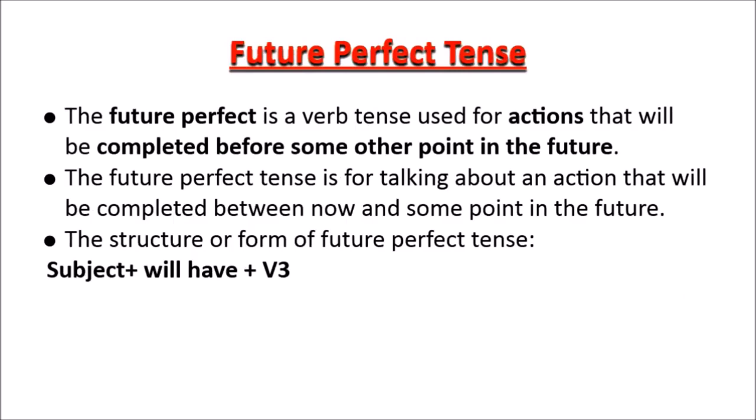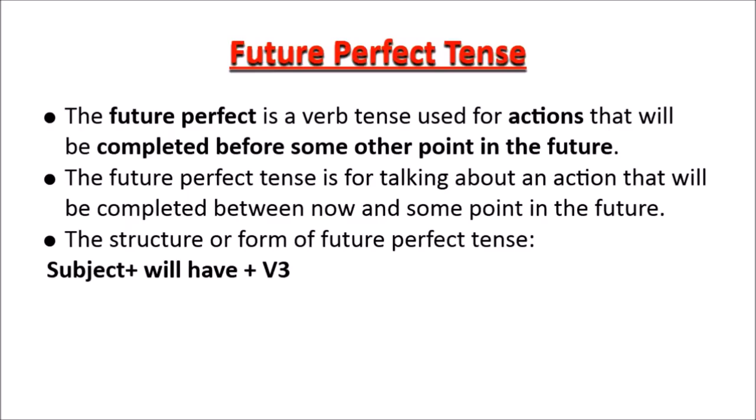This is the third type of tense under which form? Perfect form. Look at the definition there. The future perfect is a verb tense used for actions that will be completed before some other point in the future. So future perfect tense is nothing but a verb tense that denotes an action that will be completed before some point of time in the future.